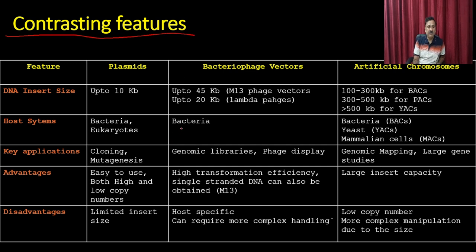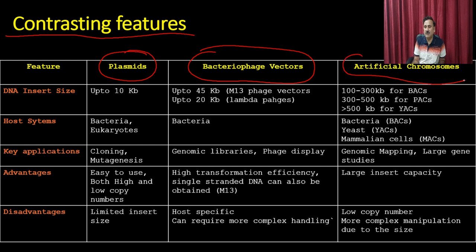You can have the plasmids, you can have the bacteriophage vectors, and you can also have the artificial chromosomes. These are the comparative properties of all three. The first property is the DNA insert size. Plasmid is very small to take up external DNA, only 10 kb, whereas the bacteriophage vector can take up to 45 kilo base pairs, whereas the artificial chromosomes take 100 to 300 for BACs, 300 to 500 for PACs, and more than 500 for YACs.